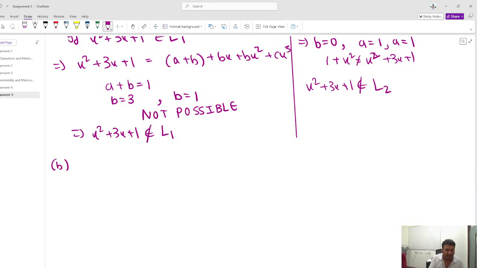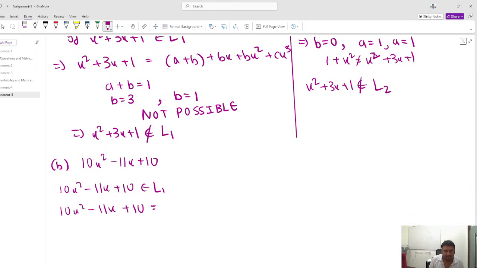So what is your b part? Your polynomial is 10x square minus 11x plus 10. Let us see if it belongs to L1. What it means is 10x square minus 11x plus 10 is of this form: cx cube plus bx square plus bx plus a plus b.